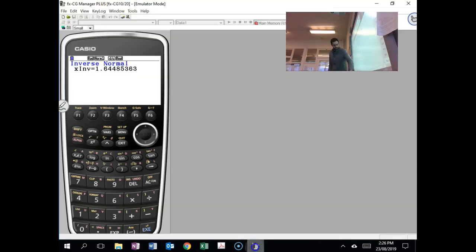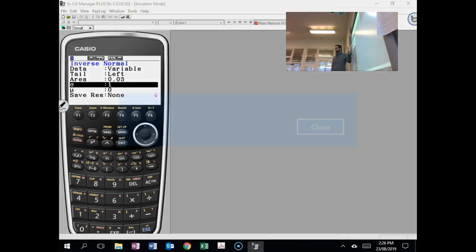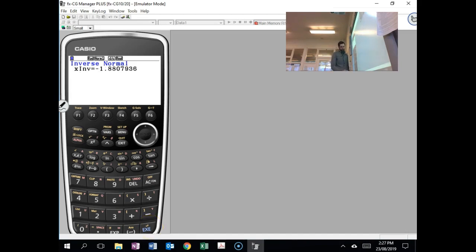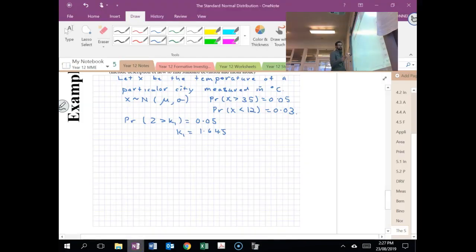Okay, all right. Now back to our calculator. We've got to do it now for an area that is less than a particular value. So we're going to change our tail to be left. And my area in this case is 0.03. Now, because I'm doing it for the z value, my standard deviation is still 1. My mean is still 0. So, in this case, it's minus 1.881. So here, we're doing the probability that z is less than k2 is 0.03. So then k2 is equal to minus 1.881.